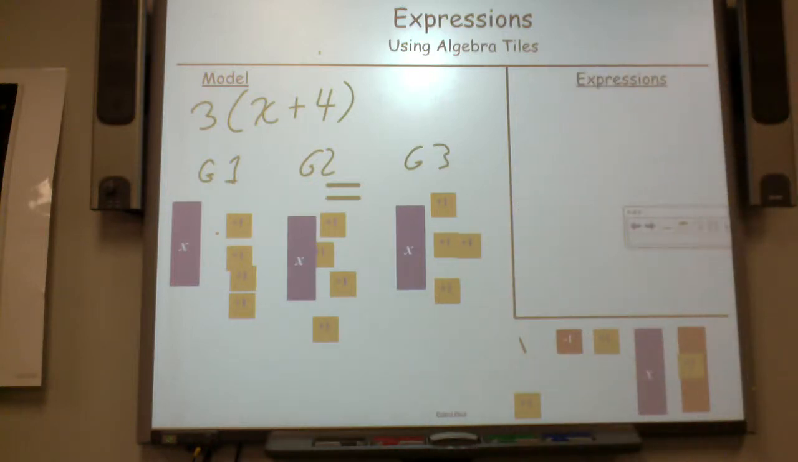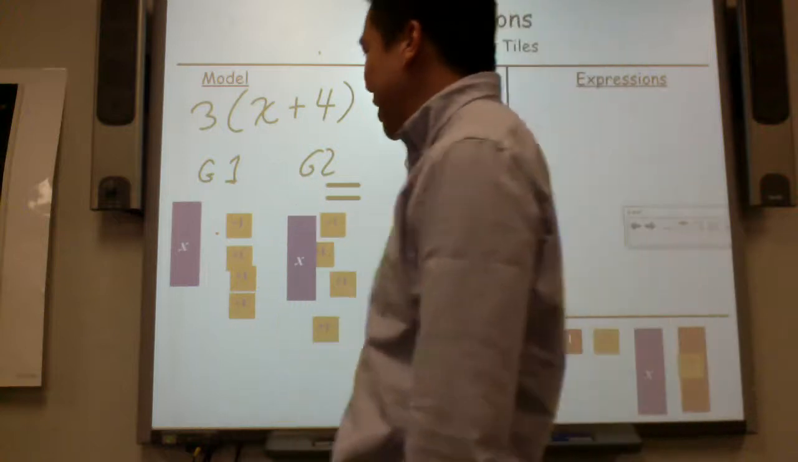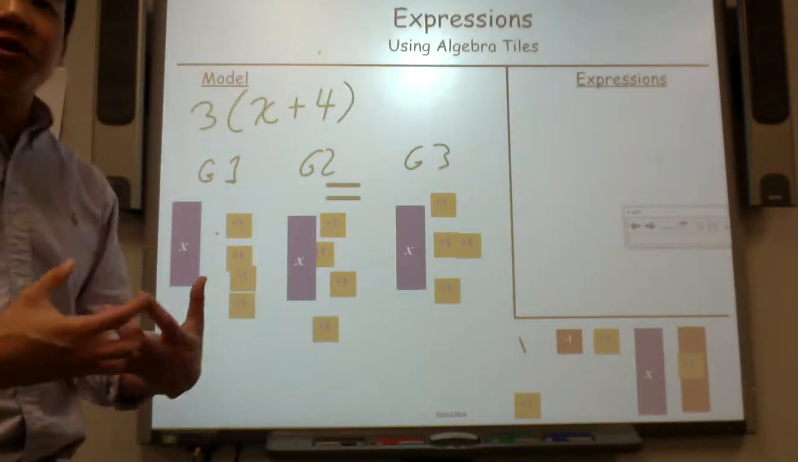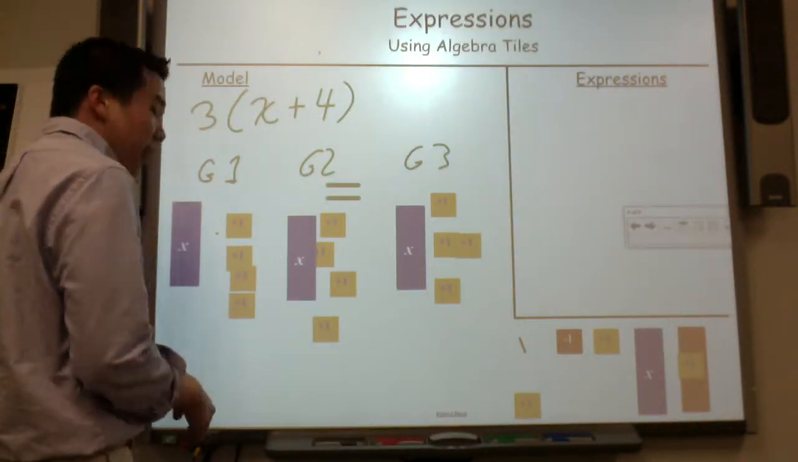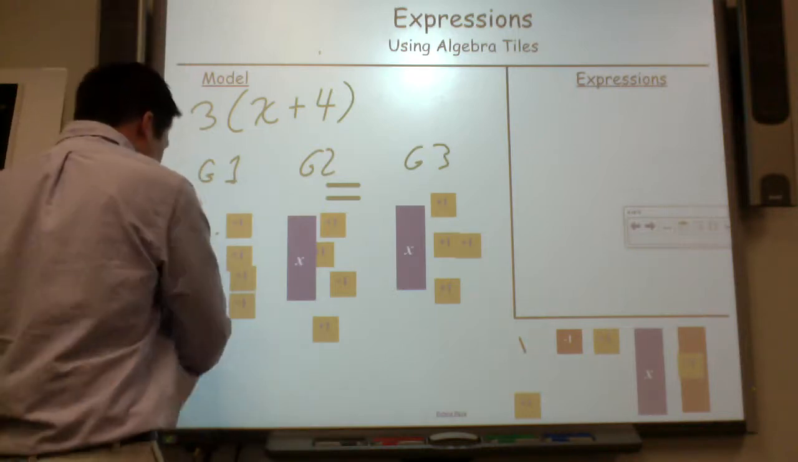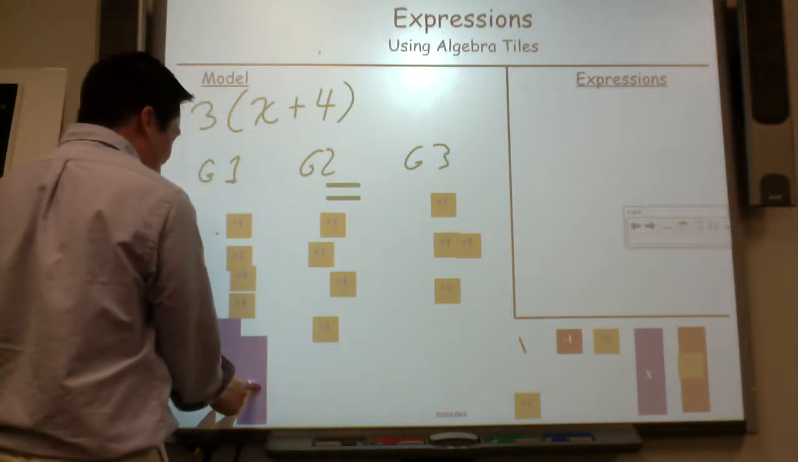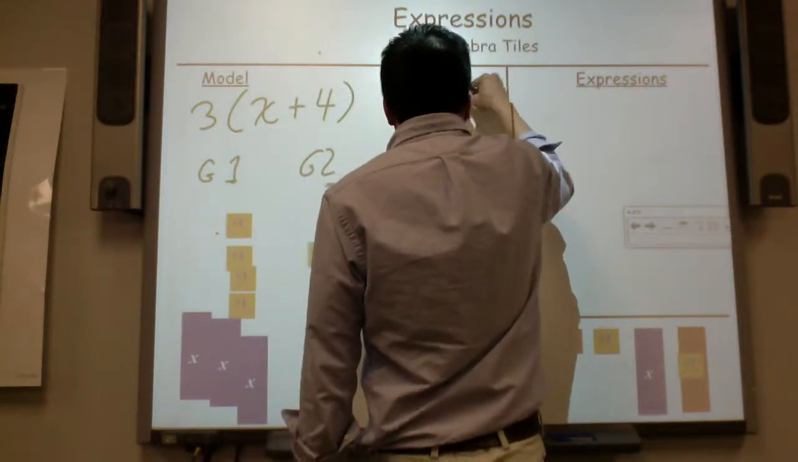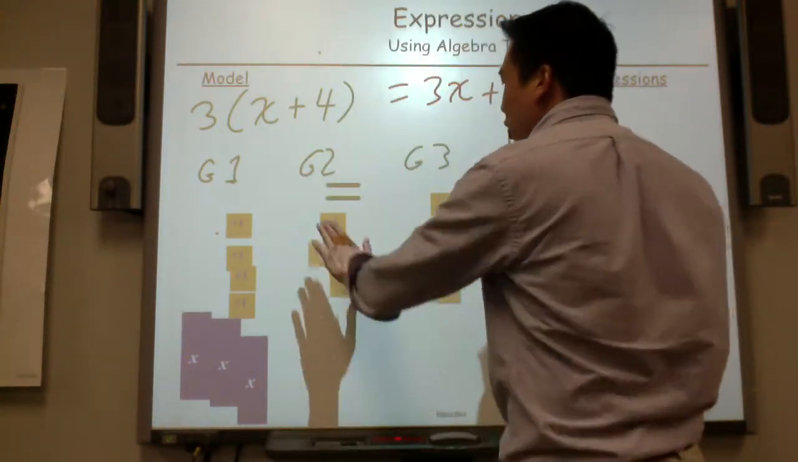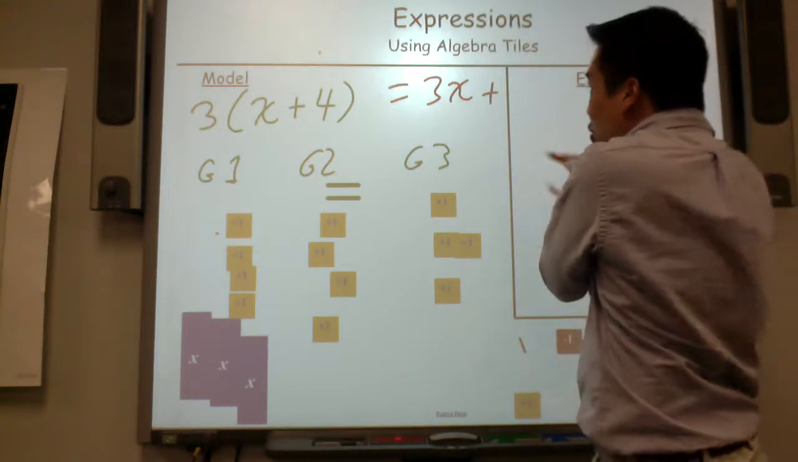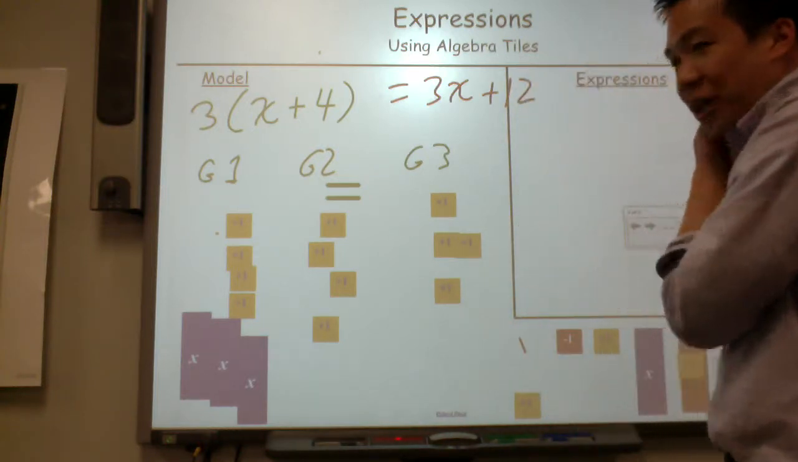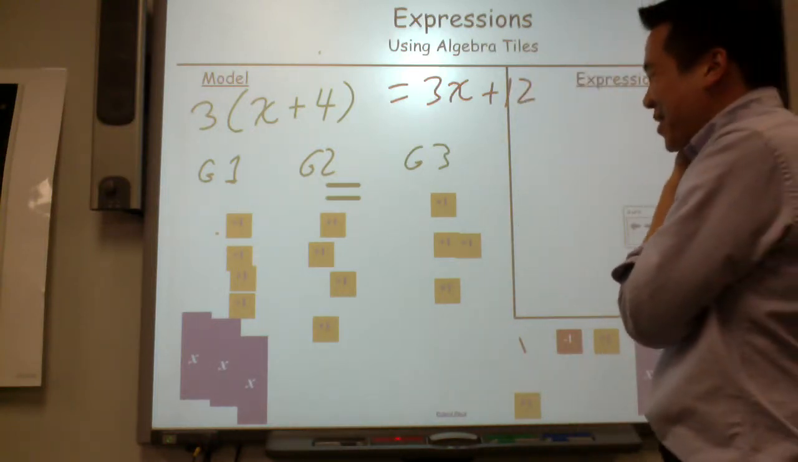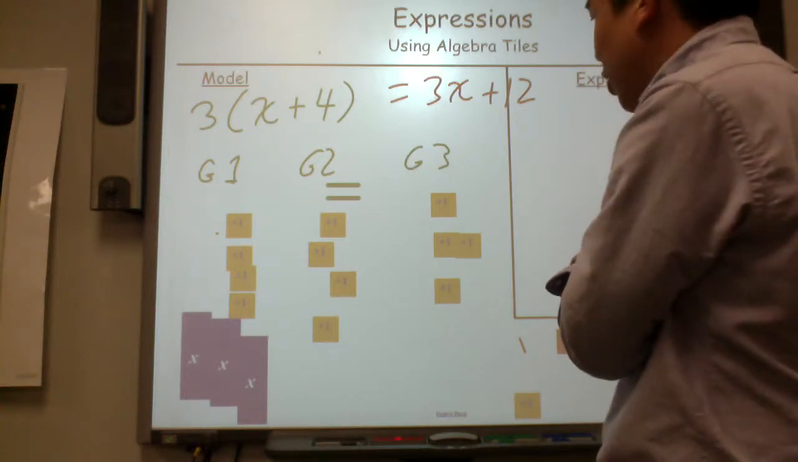So what can you tell me about this? After we use our algebra tiles, can you put them together? Can you simplify them by putting like terms together? How many x's do you have? I have 3 groups of them. 3 x's. How many units, 1's, do we have? I see 12 of them. So 3 groups of x plus 4 is the same as saying 3x plus 12.